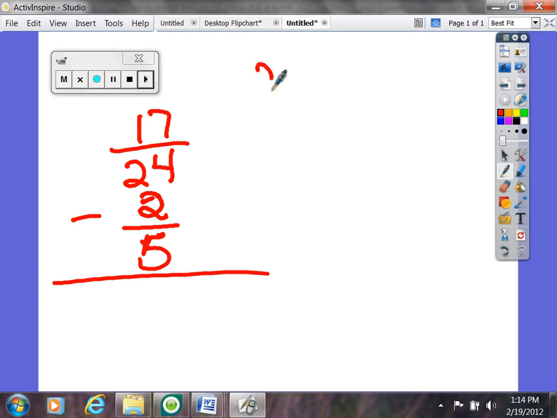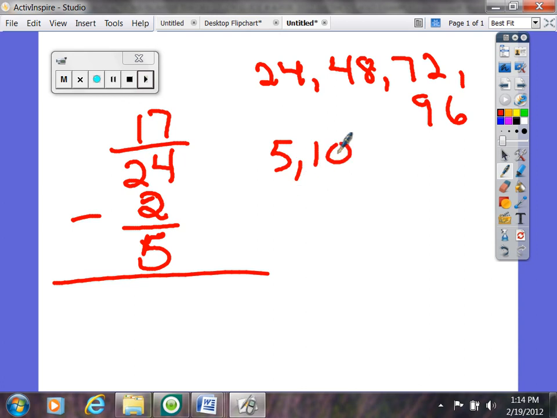Remember, one way you can do this is to list the multiples of each of your denominators. 24, 2 times 24 is 48. 3 times 24 is 72. 4 times 24 is 96. On and on and on. It never ends. Well, here's the multiples of 5. 5 times 1, 5 times 2, 5 times 3, 5 times 4. Now, if you notice something, I'm going to have a problem here because one of these lists, one number is so much smaller than the other one, it may take me a long time before I find a common multiple. So there's got to be other ways to do this.